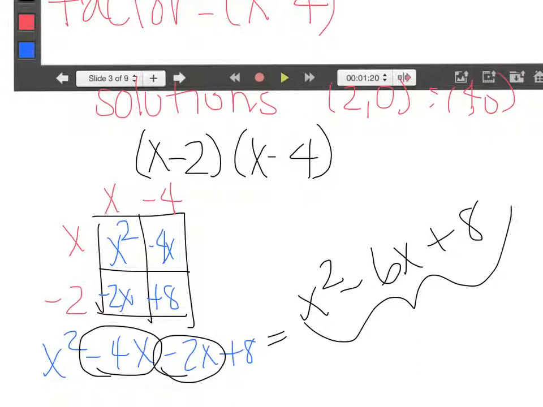If you were to graph this equation, the same equation we've been working with the entire time, you would see that it does have roots. It does cross the x-axis at 2 and 4. So we can use those roots to help us find our factors.